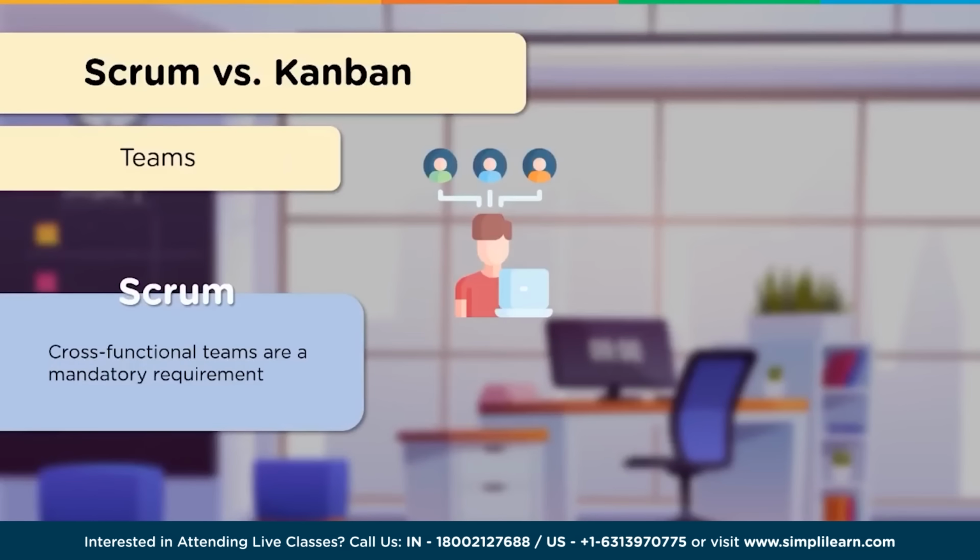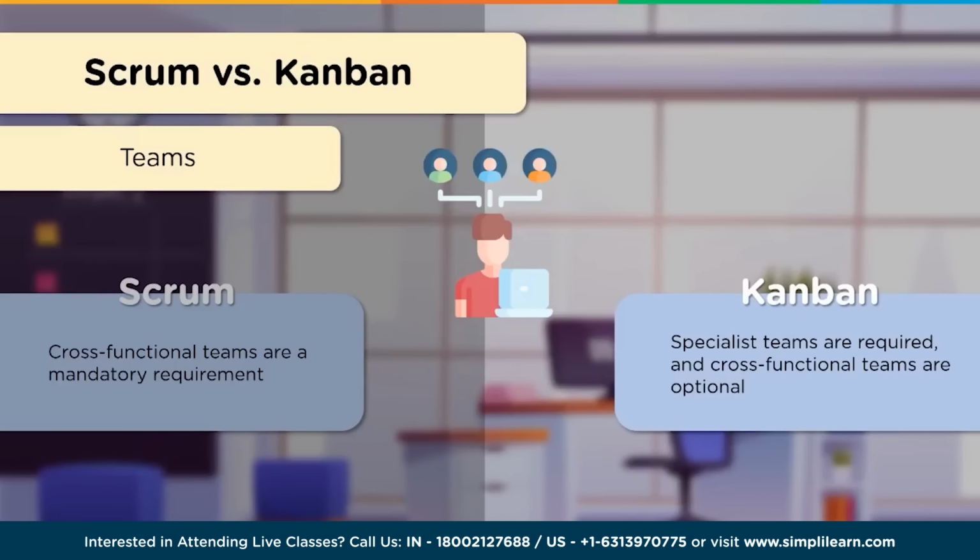Next, let's have a look at how teams work in these frameworks. In Scrum, you need a cross-functional team to achieve your goals in a sprint. In Kanban, cross-functional teams are optional, but specialized teams that focus on particular aspects of the workflow are required.